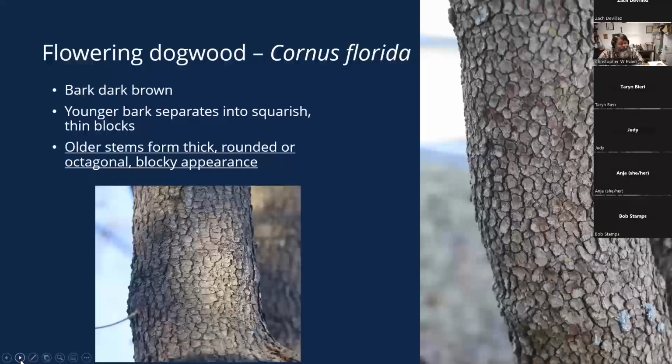In terms of its bark, it has that real blocky kind of octagonal alligator skin bark to it, especially on older individuals, right? You can really see that on the picture on the right. When it's young, it tends to break into kind of square thin blocks, but it really gets that kind of thick alligator skin kind of bark as it gets older in age. And that really is unique to flowering dogwood. There's not a lot of other species that look like that, and usually you can pick them out just even from that bark characteristic.